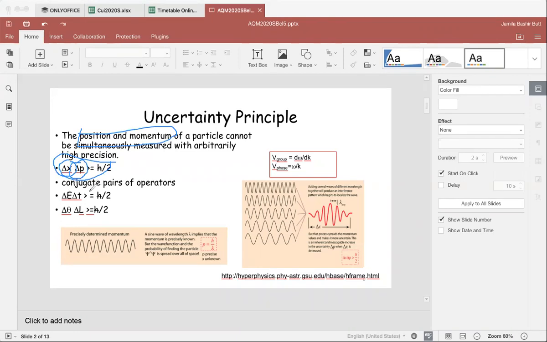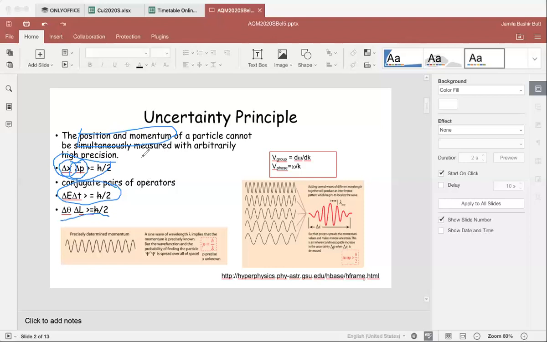We have other conjugate pairs of operators, like energy and time, and angular position and angular momentum. The product of their uncertainties is also greater than or equal to h over 4 pi, as shown here. But to understand the uncertainty principle, let's come back to position and momentum again. This uncertainty is not because of our instruments or the method which we are using to study some object, but it is inherent in our system because of its quantum nature.